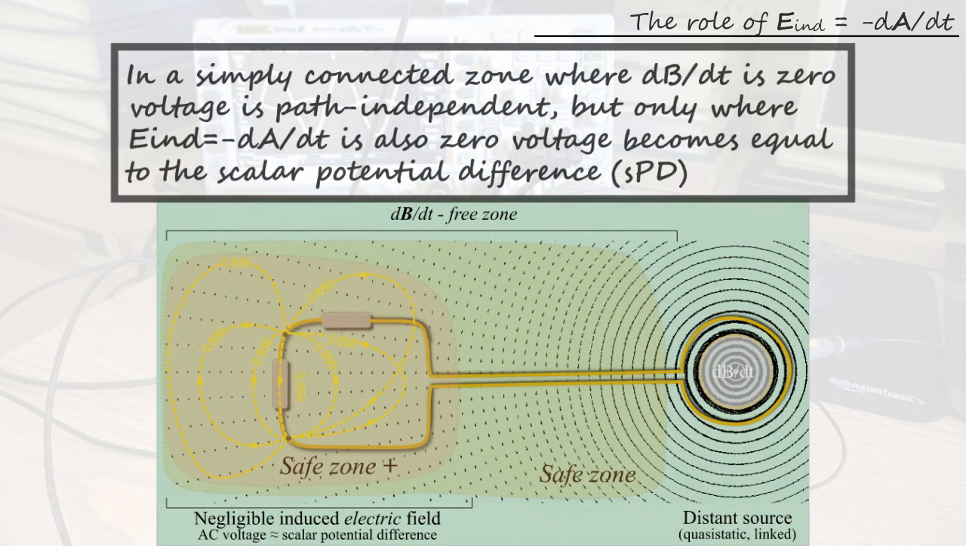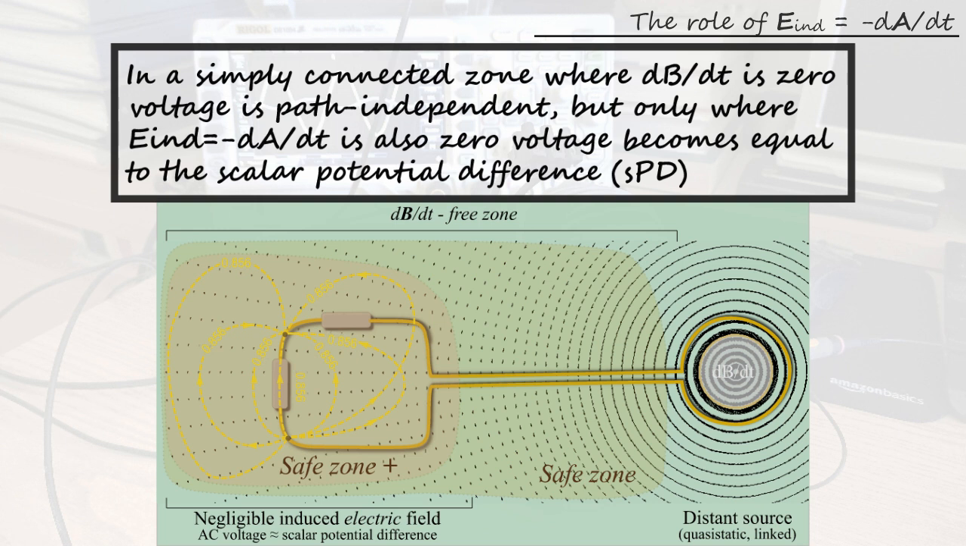In the end, this is all you need to remember. In a simply connected zone where dB in the T is zero, voltage is path independent, but only where E induced is also zero, voltage becomes equal to the scalar potential difference. That's not too much information, right? It's going to be easy to remember it.